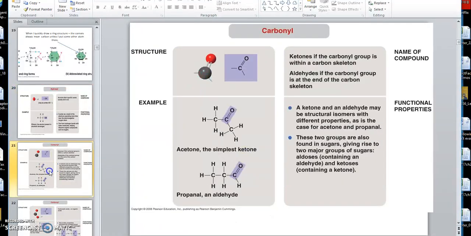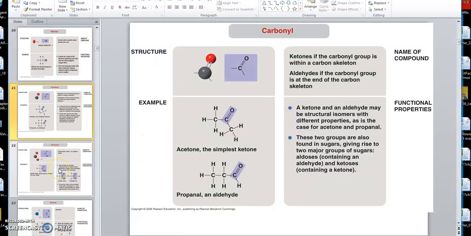Okay, going further. The carbonyl group, I'm not going to say much on it. It has to do more with positioning, whether it becomes something called an aldehyde or a ketone. I'm not going to say much on that until we actually need it, but that is another functional group.